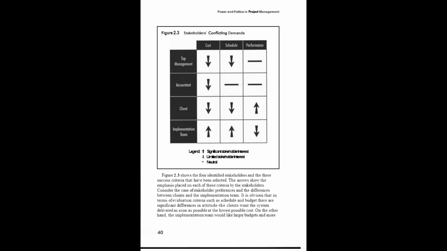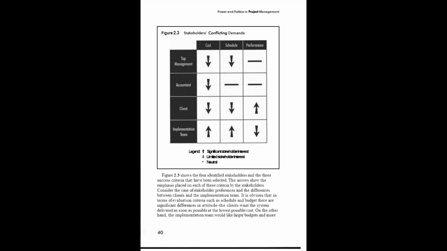You can see figure 2.3 on top of the page. It shows 4 identified stakeholders and the 3 success criteria that have just been described. So, our identified stakeholders are top management, accountant, client, and implementation team, and our 3 success criteria are cost, schedule, and performance. The arrows show the emphasis placed on each of these criteria by the stakeholders.